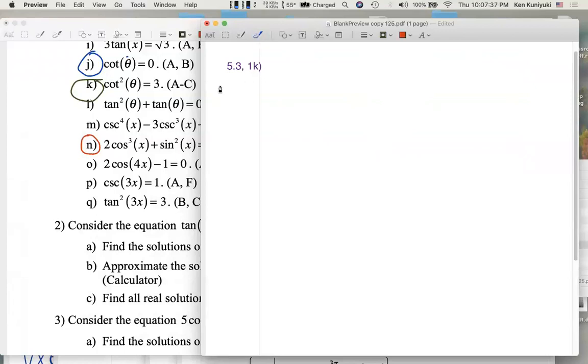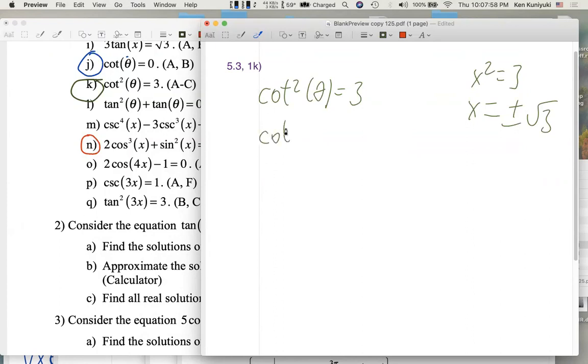All right. So right off the bat, cotangent squared of theta equals 3. Now, if we had x squared equals 3, what could x be? Be careful. It could be plus or minus the square root of 3. So by similar logic, we have cotangent theta equals plus or minus root 3.